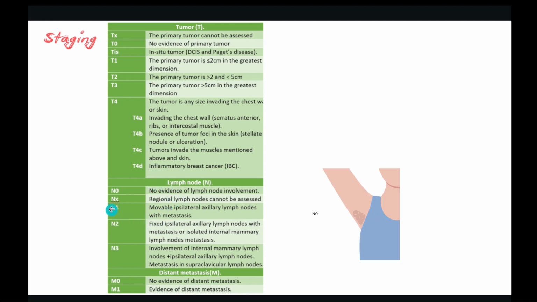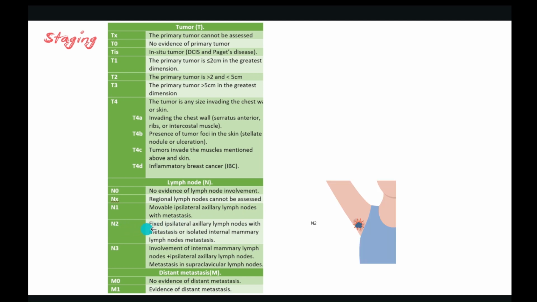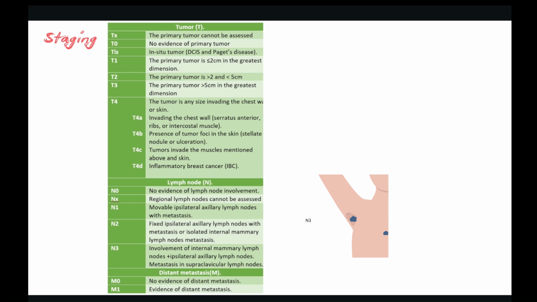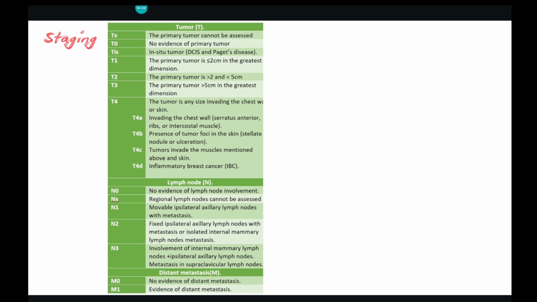For the lymph nodes, N1, movable ipsilateral axillary lymph node with metastasis. N2 is fixed ipsilateral axillary lymph node with metastasis or isolated internal mammary lymph nodes. N3, involvement of internal mammary lymph node plus ipsilateral axillary lymph node, or metastasis to supraclavicular lymph nodes. The metastasis: M0, no metastasis, and M1 if there is any metastasis.